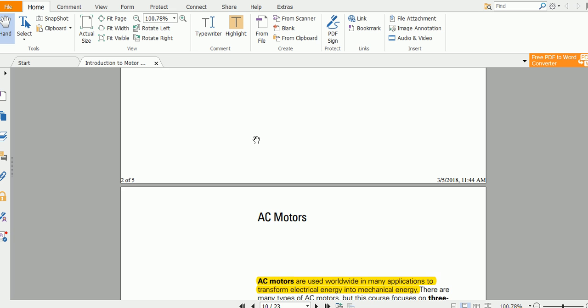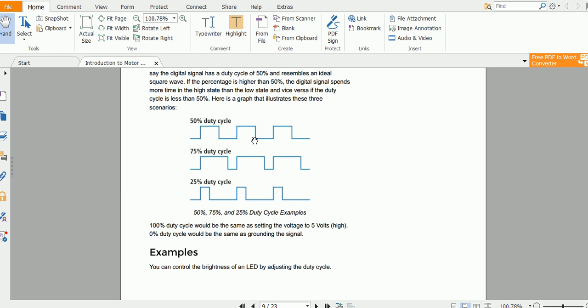So this completes our basic understanding of how the speed of a DC motor can be controlled. It can be controlled by pulse width modulation, and in pulse width modulation, the term we have is the duty cycle. If we increase the duty cycle, we would increase the speed of the motor, and if we decrease the duty cycle, we would decrease the speed of the DC motor.